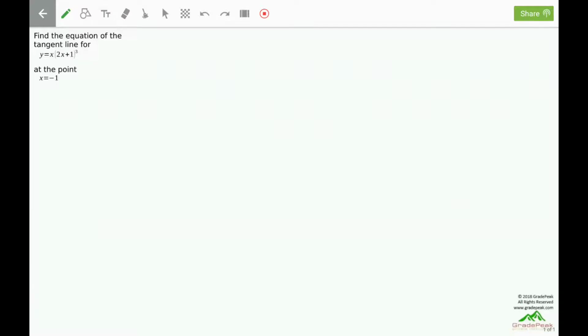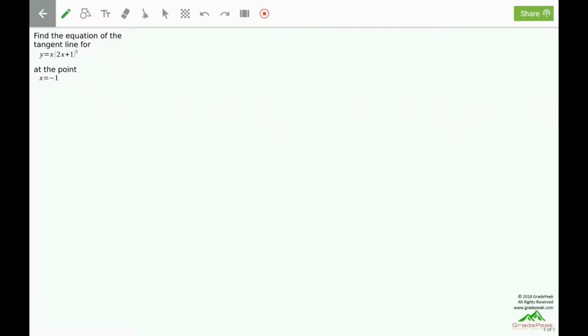Find the equation of the tangent line for y equals x times (2x plus 1) cubed at the point x equals -1. In order to find the equation of the tangent line, we need the x and y coordinates of the point. Right now we have only the x coordinate.